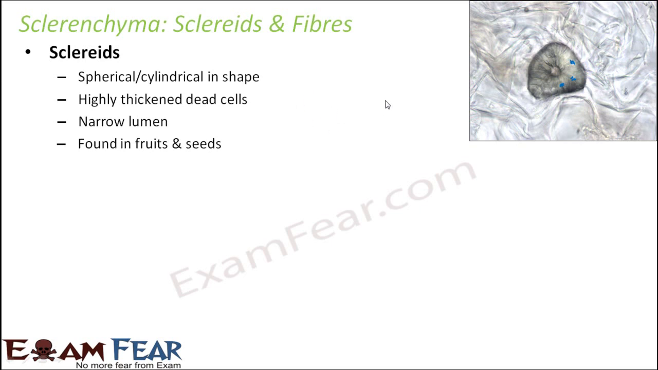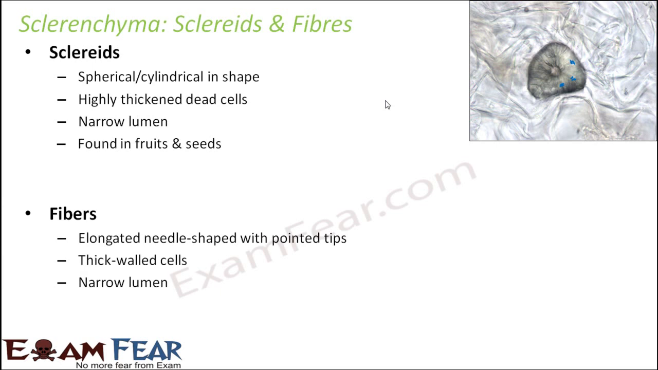Now talking about the fibers, as the name suggests, fibers are elongated structures, elongated needle-shaped structures with pointed tips. Here the cells are thick-walled, and the lumen again is narrow. So how does a fiber look? A fiber will look somewhat like this.